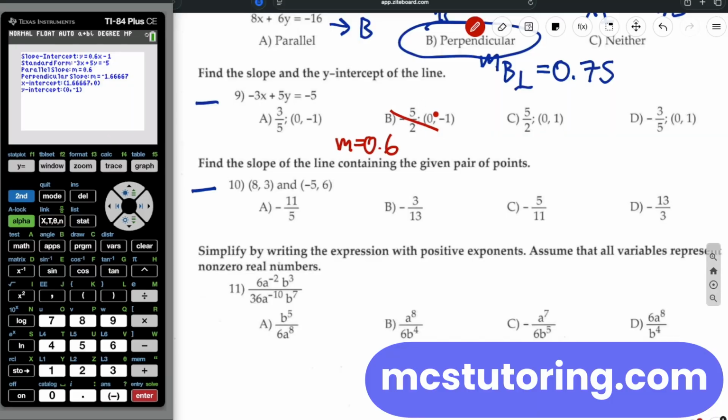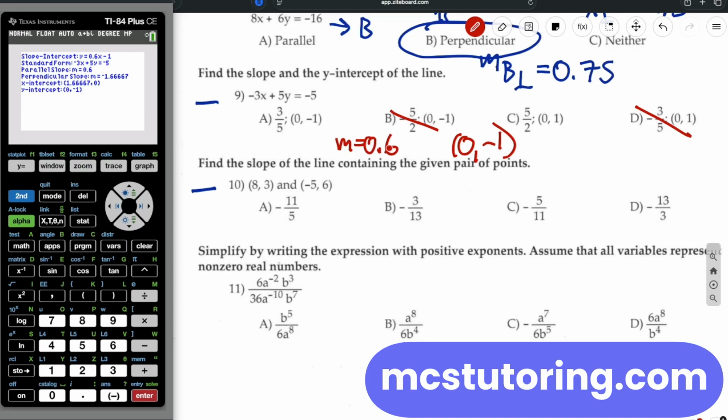It's positive, so I know it's not that. Slope-intercept form: y equals 0.6x minus 1. And then, what is the y-intercept? 0, -1. So again, we have this little conundrum here.